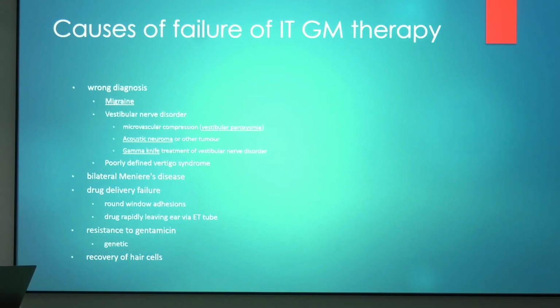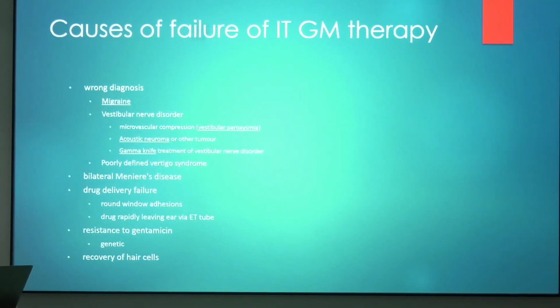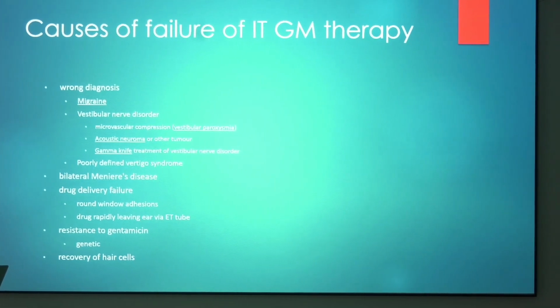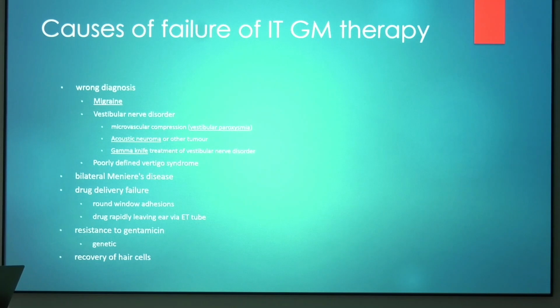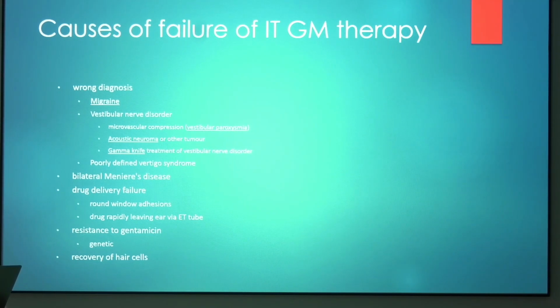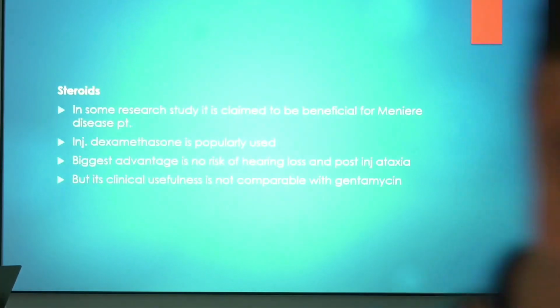There are certain causes for the failure of gentamicin therapy. First and foremost, as I have already discussed, a wrong diagnosis, which is very likely if we are not careful. Second, suppose we have injected the patient with gentamicin today, and after a few months or years, the patient develops Meniere's disease on the opposite side. Again, this will produce a failure of the therapy. And third, wrong drug delivery failure. After the injection, the patient swallows several times, so all the drug will go into the Eustachian tube. So we will have to be careful that the patient does not swallow.